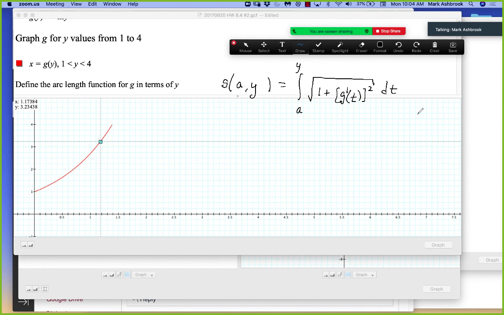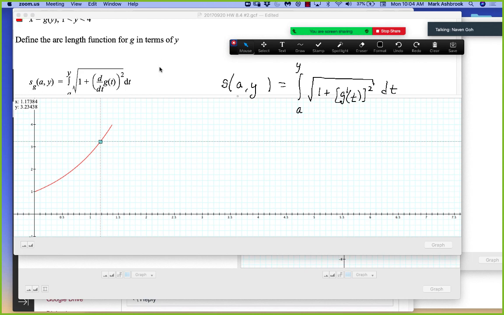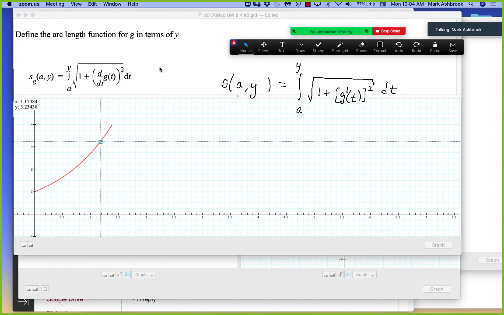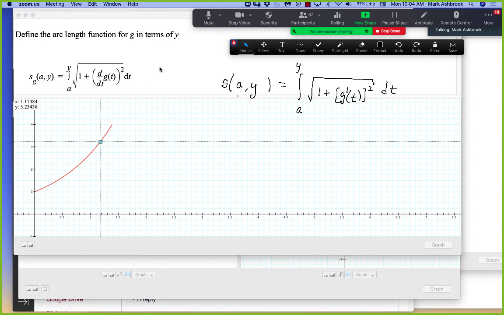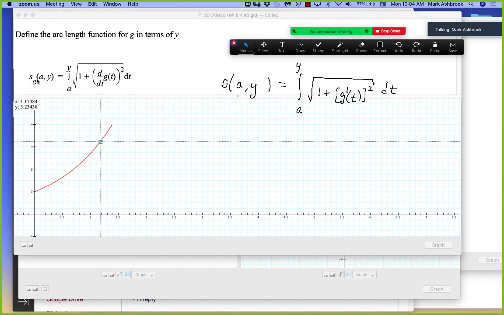What do you think? All right, and so I think I called it s sub g. So let's see if that's the same thing we just wrote out. Is that the same thing we just wrote out? So I'm saying this is the arc length function for the function g, starting from a to y, integral a to y, square root of 1 plus derivative of g squared with t's in there, dt. Okay, so that's what we did.